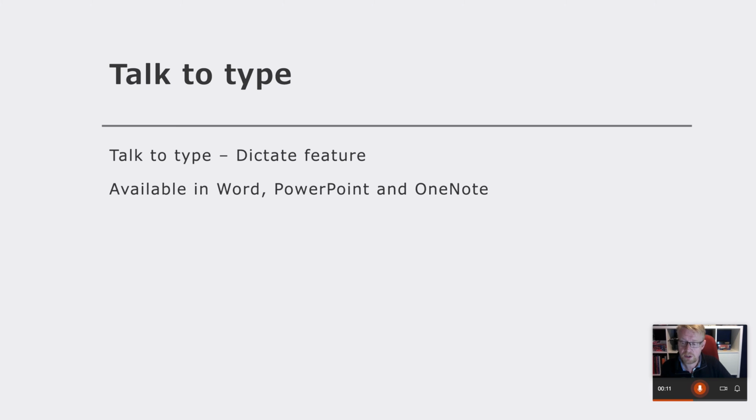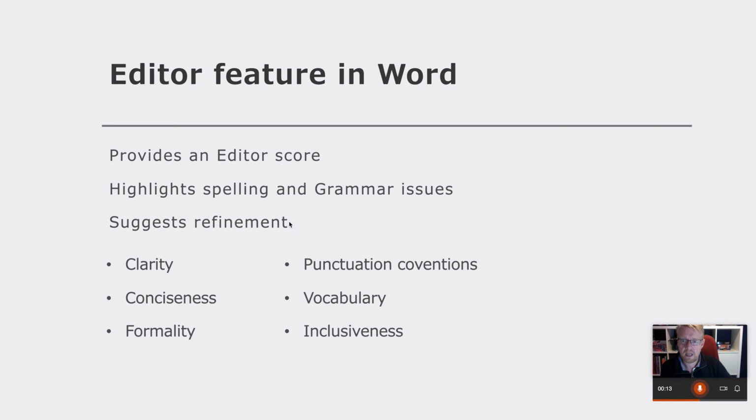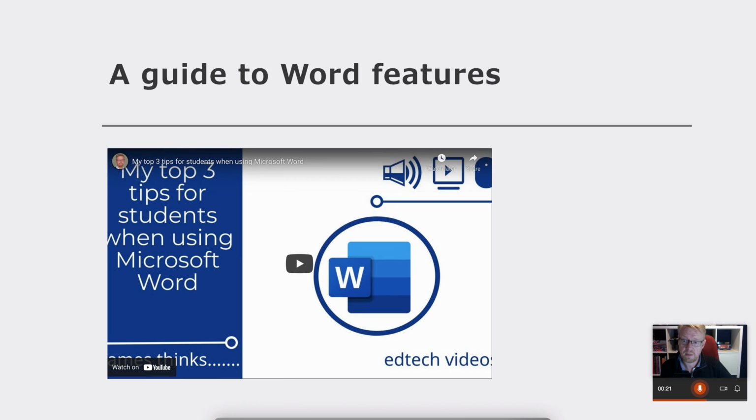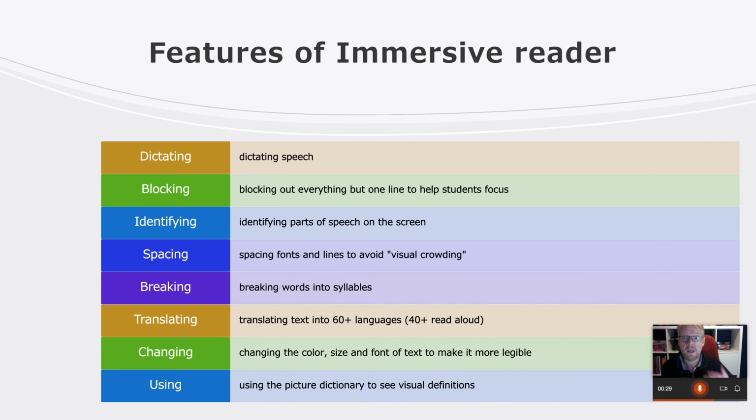So on to the next slide, looking at the editor feature in Word in these presentation, it's giving me feedback for each of the things I'm saying, the manner I'm saying them in. This is a video I've recorded on using the top three features for Word. It's giving me feedback all of the time. It's monitoring what I'm doing. It's monitoring where I'm looking at. And these are the features of Immersive Reader.